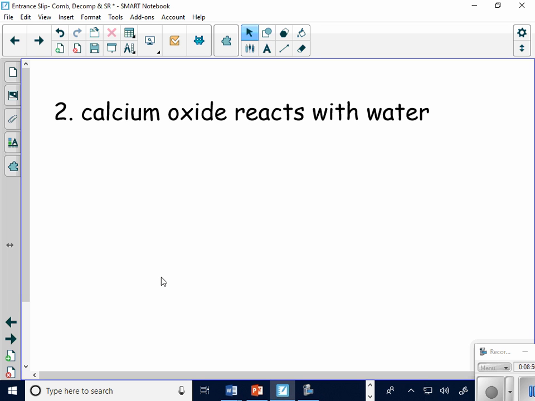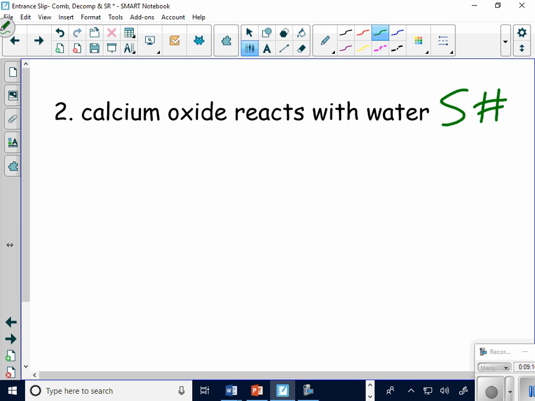Okay? So, as I'm thinking, 2 of them deal with water. Okay? 2 of them deal with water. One of them, I guess, happens to be a single replacement. Okay? But it's not this because I do not have an active metal. What do you think? What type of a reaction is this? This is a synthesis reaction. So it's an S. And my number is an S3.